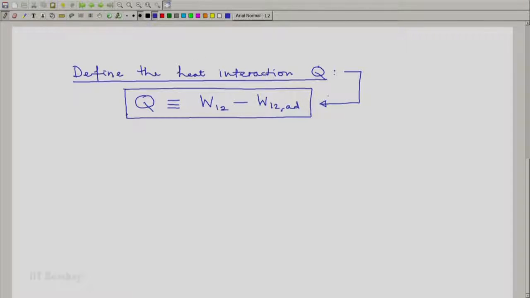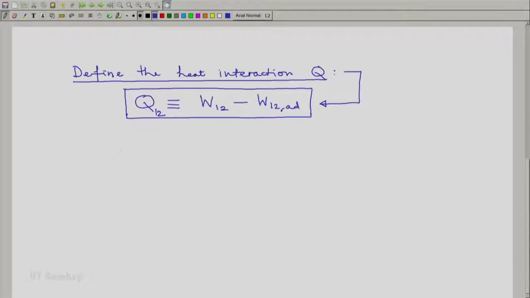Again notice that we have defined it. This is the heat interaction for the given process 1, 2. Notice that we have defined it as W12 minus W12 adiabatic, and we have taken the difference this way just as a matter of convention. We could have taken it as W12 adiabatic minus W12, but then the signs in the final form, which we will soon see, would be different.